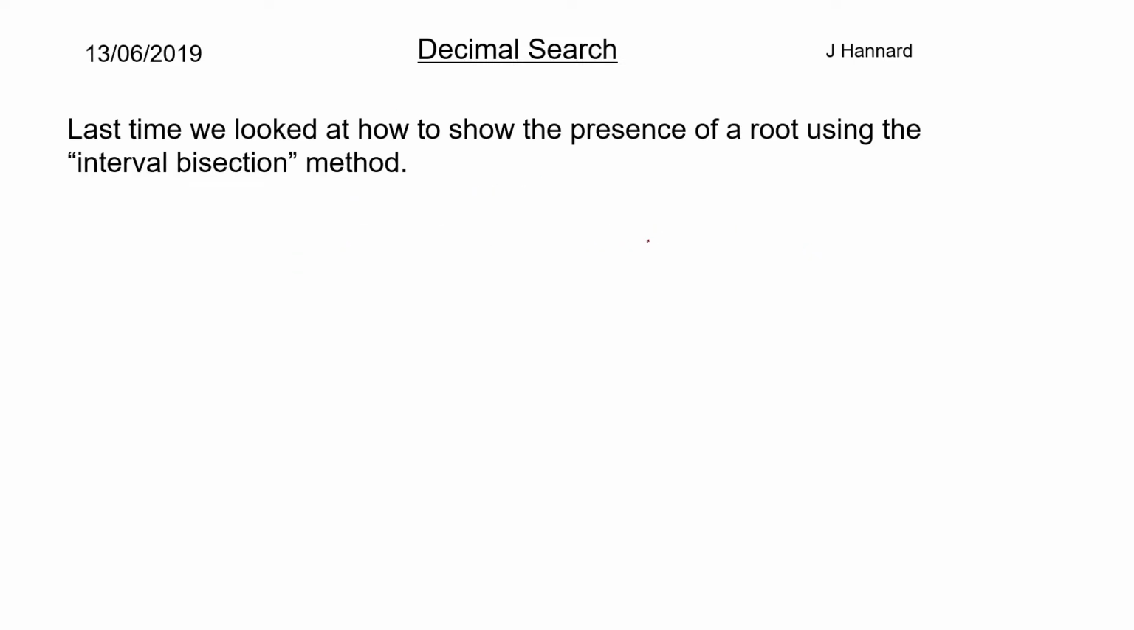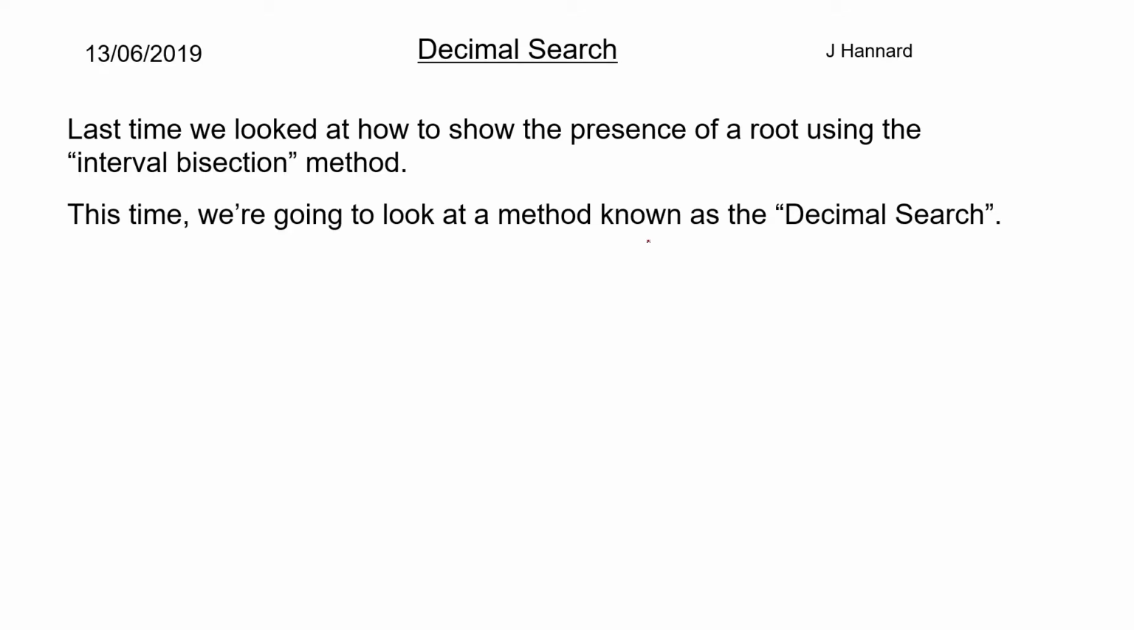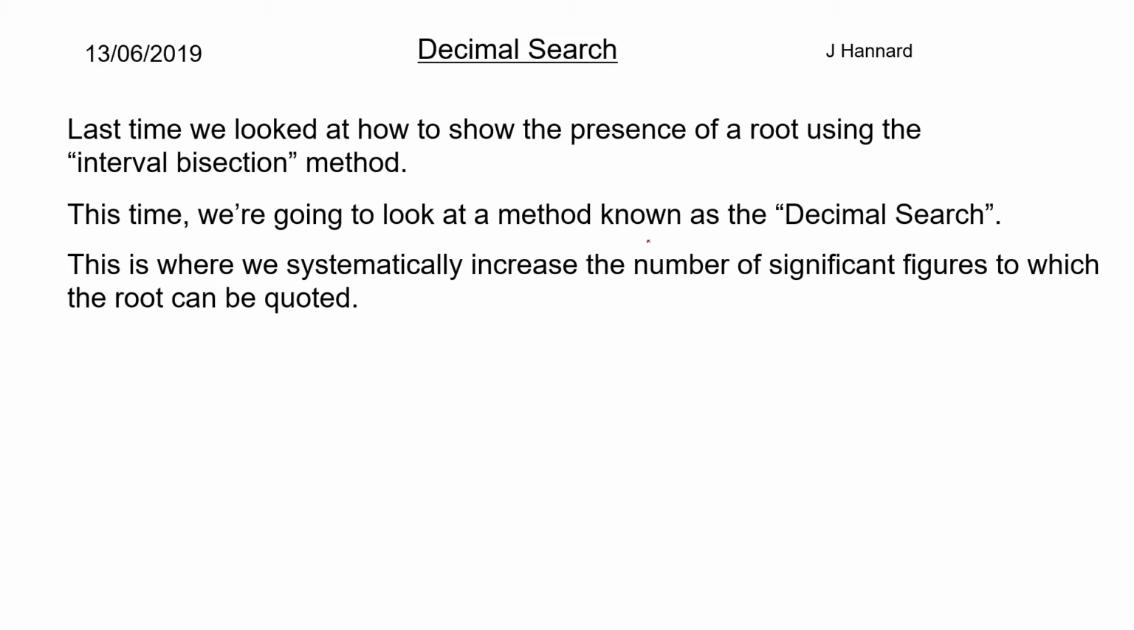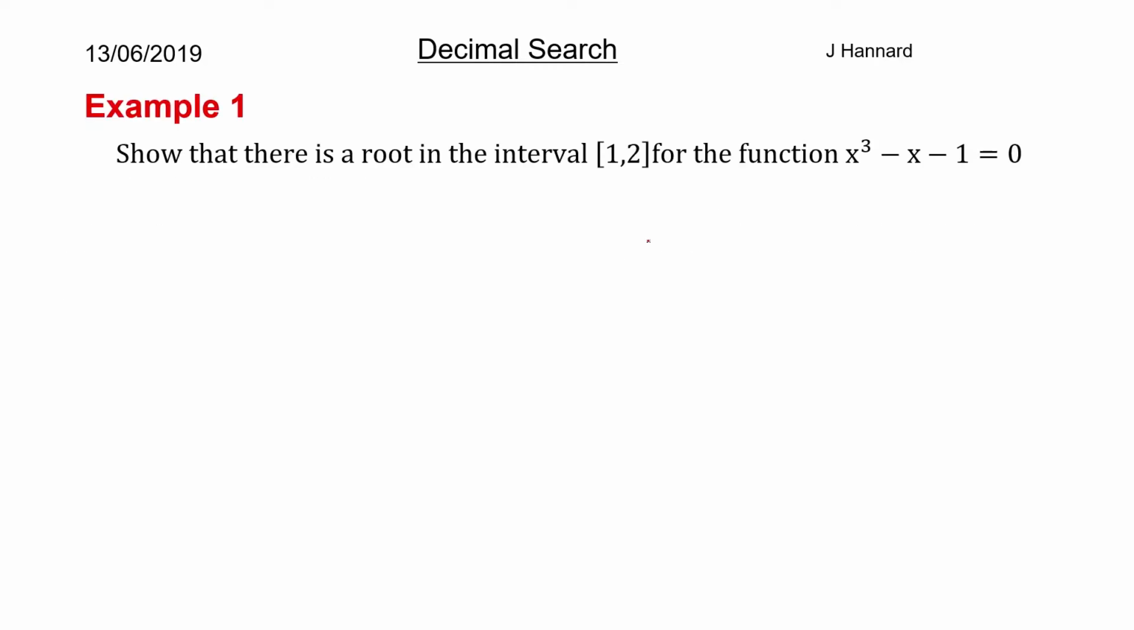So last time out we looked at something called interval bisection. If you haven't seen that, then there is a full playlist of all of these lessons, and you can go and see what that's all about. This time we're going to be looking at the method known as the decimal search. So this is where we systematically increase the number of significant figures to which the root can be quoted. The examiner will tell you exactly how many sig figs they want from you, but as you'll see, this method is very, very easy.